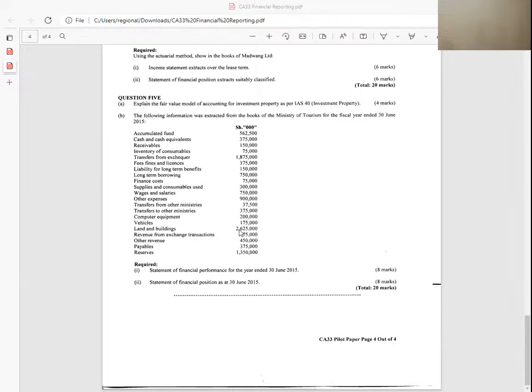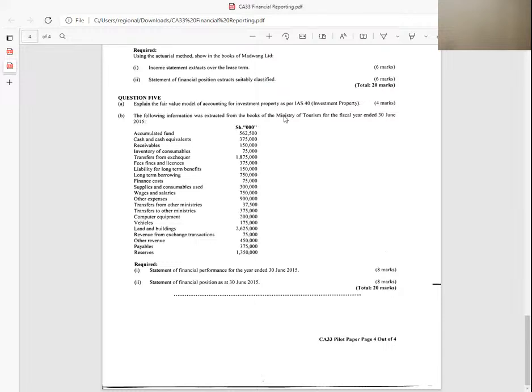Finance cost, this is an expense. It has to go to the performance. Let me see what they said. Thank you very much. Performance. Please don't write SP, because both of them are SP. Statement of financial performance, statement of financial position. So performance. Thank you very much.